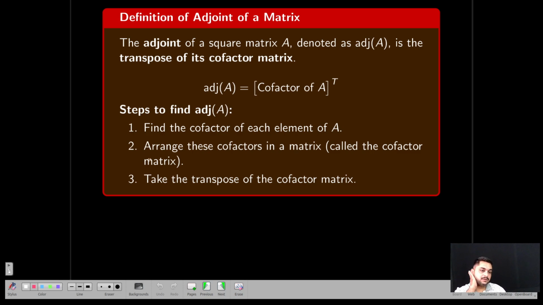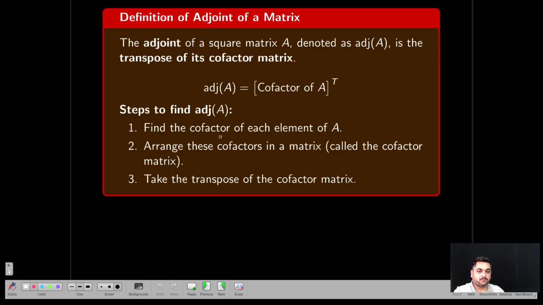Next. Now, we want to find the inverse for an n cross n matrix, that is, other than 2 cross 2, like 3 cross 3, 4 cross 4. How to find it? For that, first you have to find the adjoint of the matrix. What does the adjoint of a matrix mean? Adjoint means you first find the cofactor of every element in the given matrix A. Then you take the transpose of that matrix, and then we get the adjoint of that matrix.